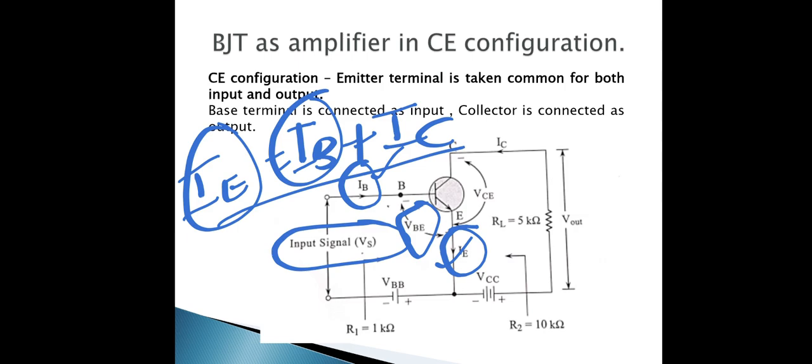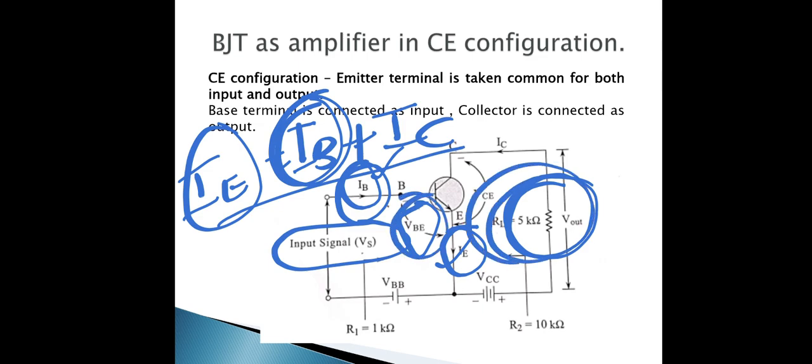Because of the change in IE, there will be a change in the voltage drop across the load resistor. So this change across the load resistor will be collected at the output in an amplified fashion. A small change in the voltage in the input circuit will cause a huge difference in the voltage at the output terminal.